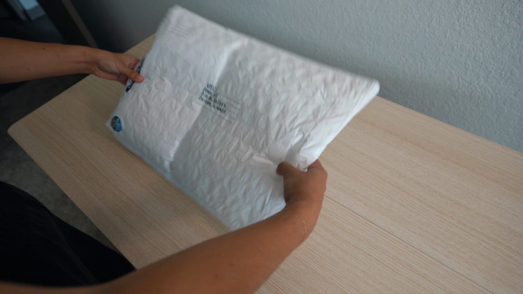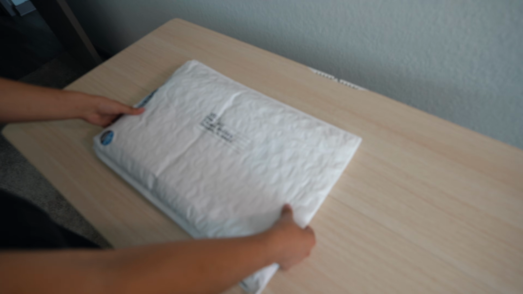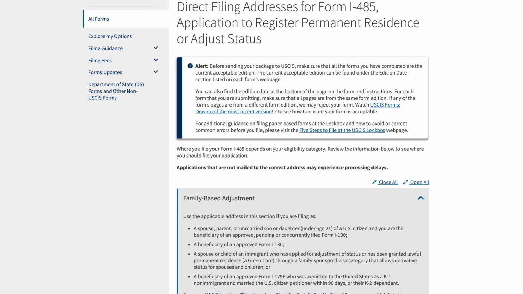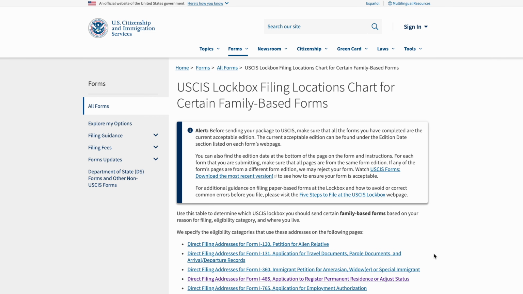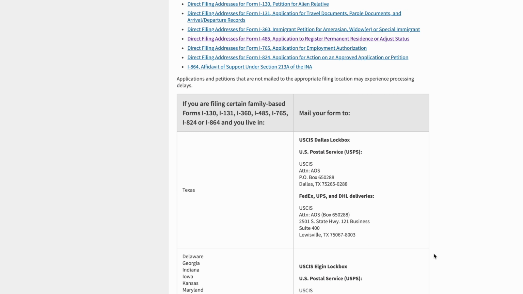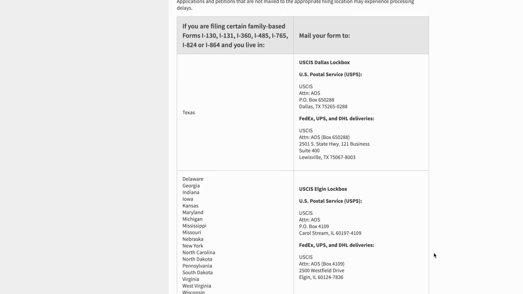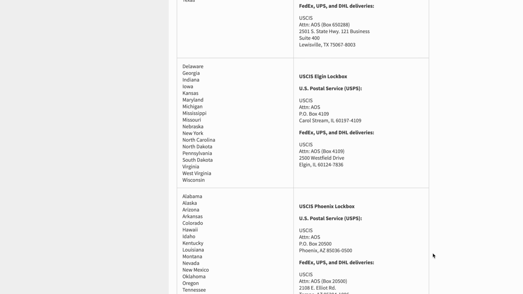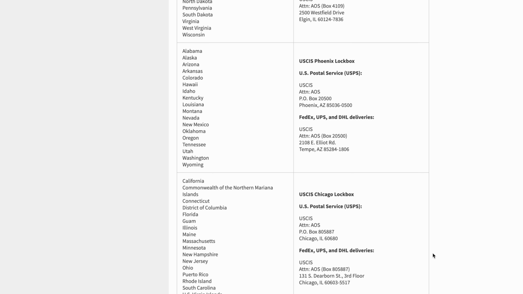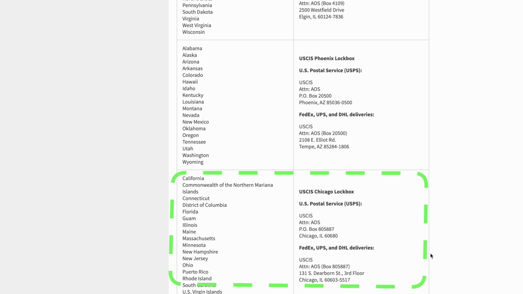To locate where you should send your Adjustment of Status packet depends on which state you're located in. To find out where to mail your application, you're going to go onto the USCIS website and find the lockbox filing location chart for family-based forms. So for example, we mailed our form via USPS to the Chicago lockbox because we're based in Florida. It cost us approximately $15 to mail this off via USPS.